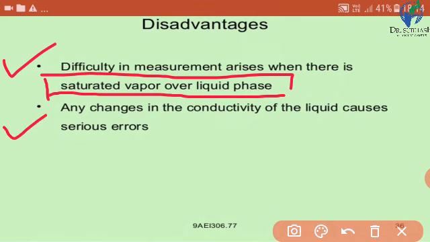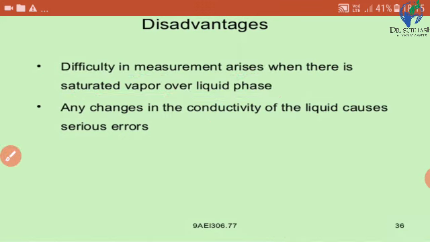Next one is any changes in the conductivity of the liquid cause serious errors. It means if the conductivity of liquid changes, so due to this many errors are introduced in the system. So we can consider this as a disadvantage. Care must be taken for the handling of this type of transducers.